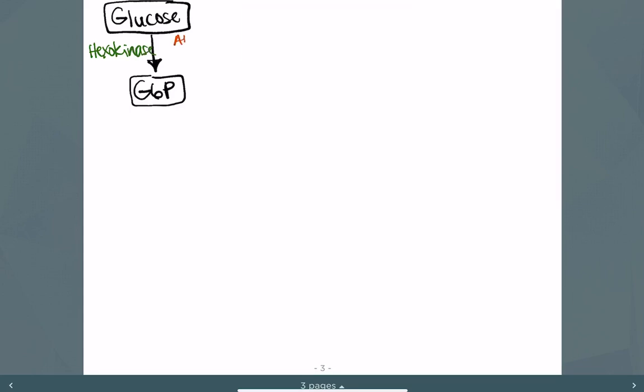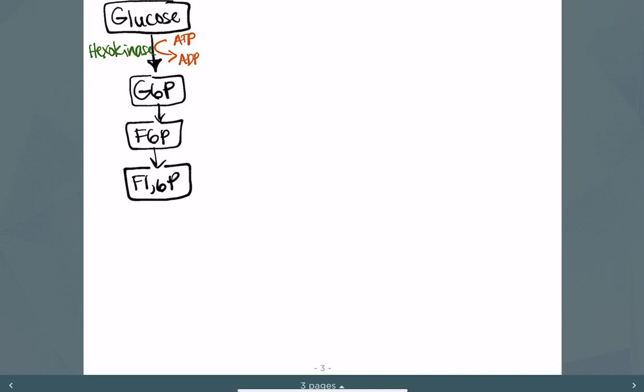So we start with a glucose molecule, and we already discussed this first step. That glucose becomes G6P through the action of the enzyme hexokinase and through the consumption of energy to make G6P. G6P then becomes F6P, which ultimately becomes F16P.